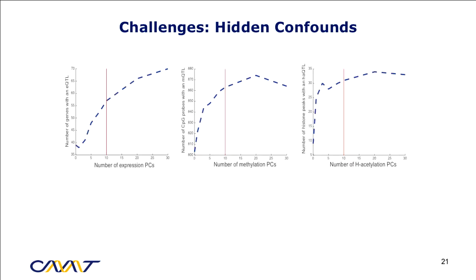And as for the number of PCs, one way of choosing it would be to look at how many QTLs, XQTLs, you detect with respect to the number of PCs you include. And when I did this exercise, roughly 10 PCs will do the trick.